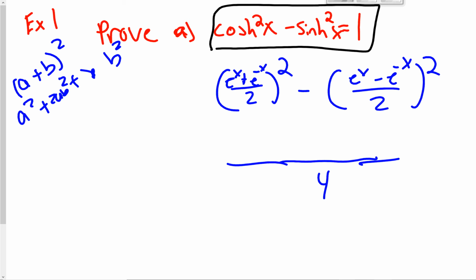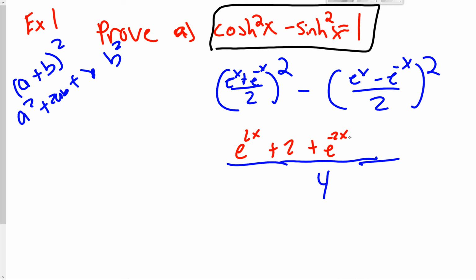Okay, so a squared would be just e to the x times e to the x, which when I multiply by the same base, I add exponents. So x plus x is 2x, so that'd be e to the 2x. Then I just have 2. There's no squared there. I just have 2ab, so that's plus 2. e to the x times e to the negative x would be adding those x and negative x, which would give me 0x, so that's just 1. And 1 times 2 would just be 2.